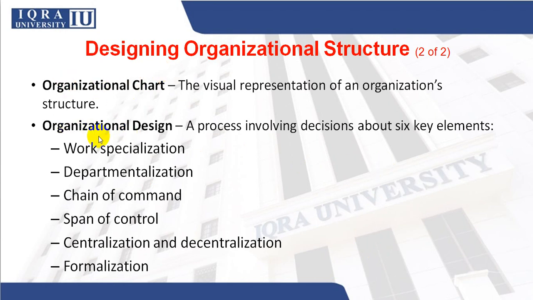Now what is organizational design? Organizational design is a process of developing organizational structure. The structure that we have discussed in detail, now organizational design is a process of formulating that structure. Organizational design is composed of 6 elements. Number 1, work specialization, which we will discuss. Departmentalization, we'll also talk about this. Chain of command, span of control, centralization and decentralization, and then we have formalization.